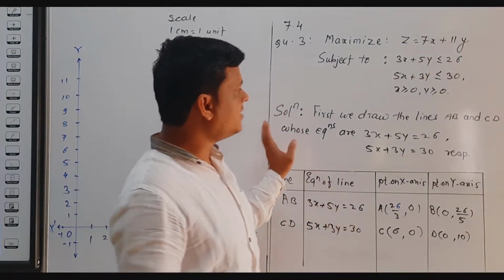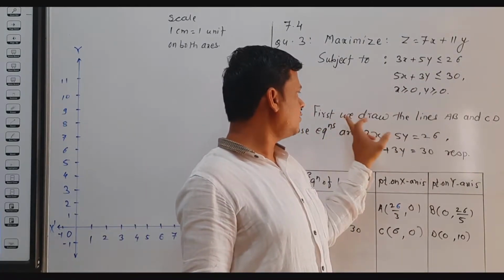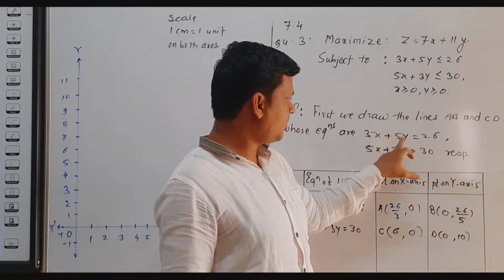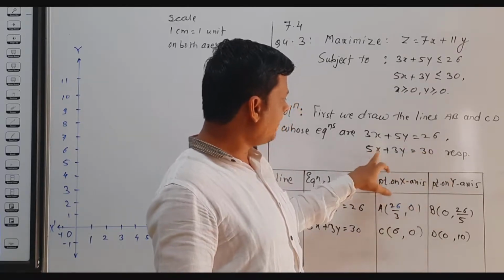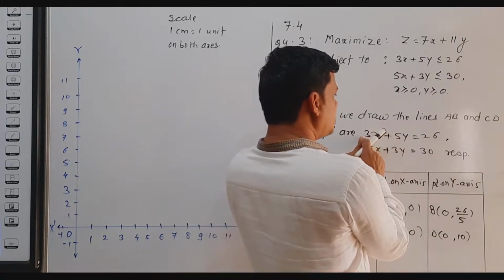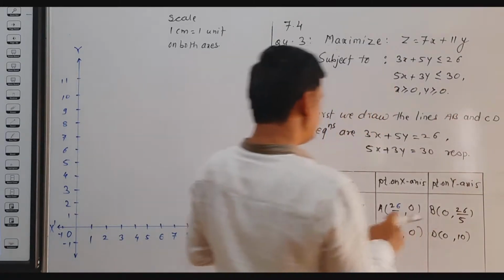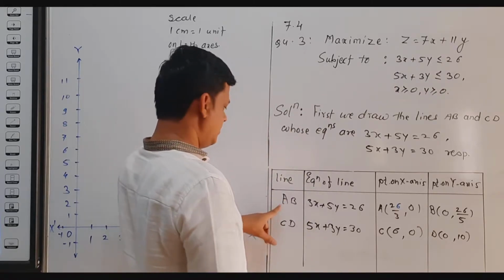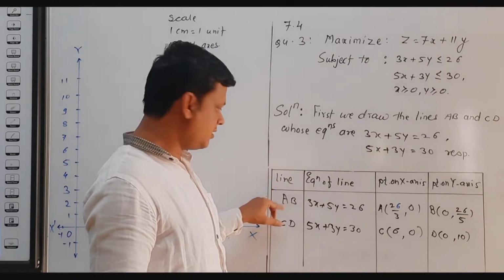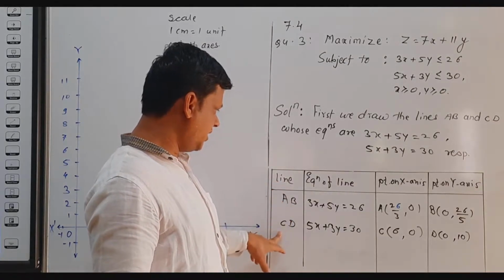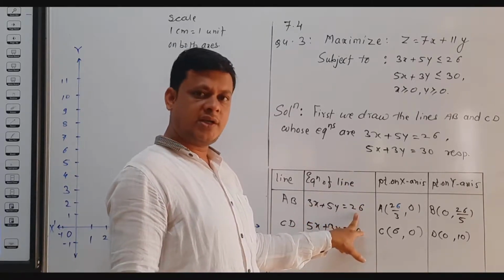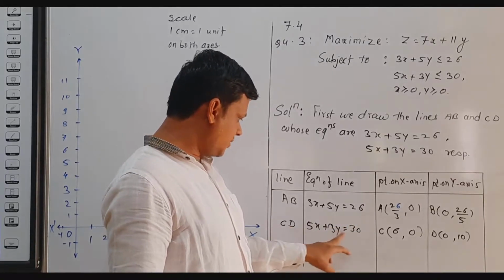So first we draw the lines. We write here, first we draw the lines AB and CD whose equations are 3x plus 5y equals 26 and 5x plus 3y equals 30 respectively. So first we take the equation for the line AB. We draw this table. In the first column we write the name of the lines. So the lines are AB and CD. Equations of the lines AB and CD are 3x plus 5y equals 26, 5x plus 3y equals 30.